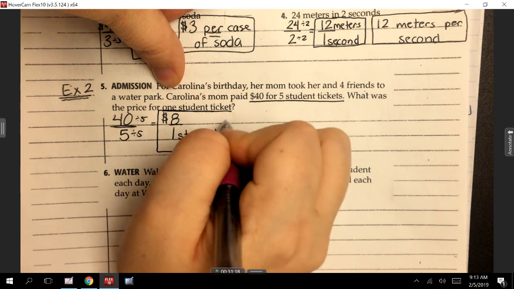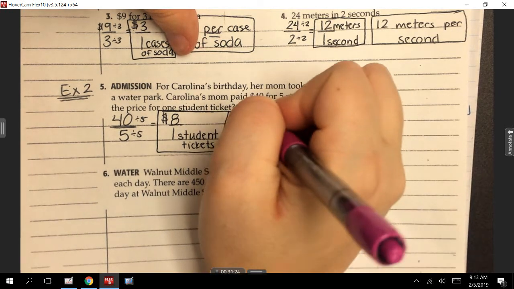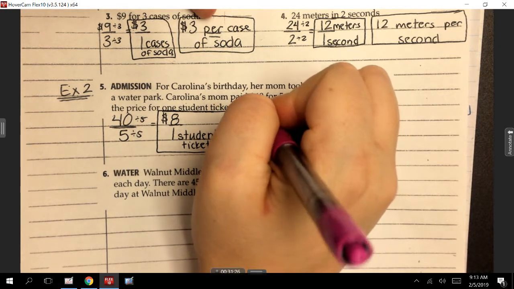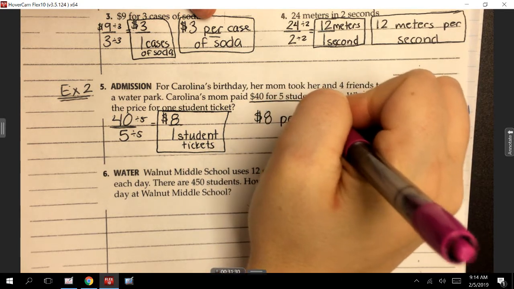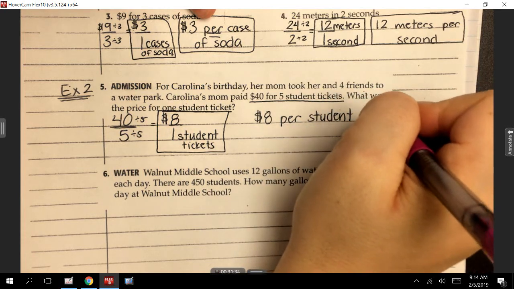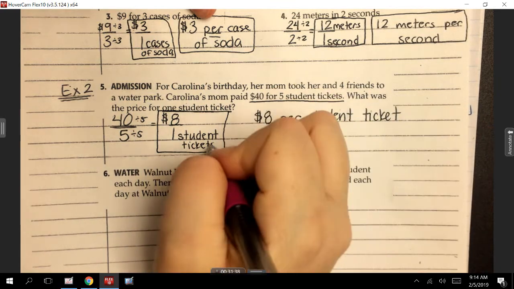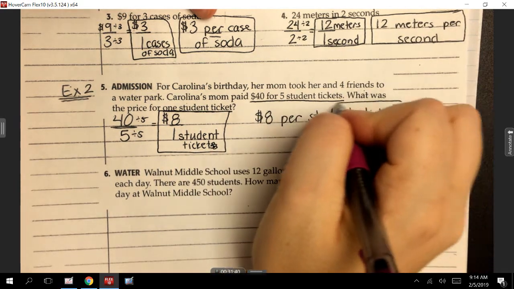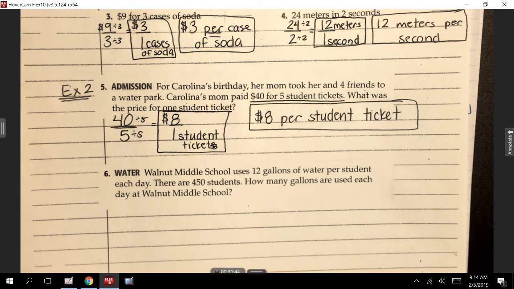So there's my fraction. What am I going to write for my explanation? Dylan? $8 per student ticket. Luke? You put an S where the 1 is again. I don't know why I want to put those S's so much. Okay? Good job. All right.